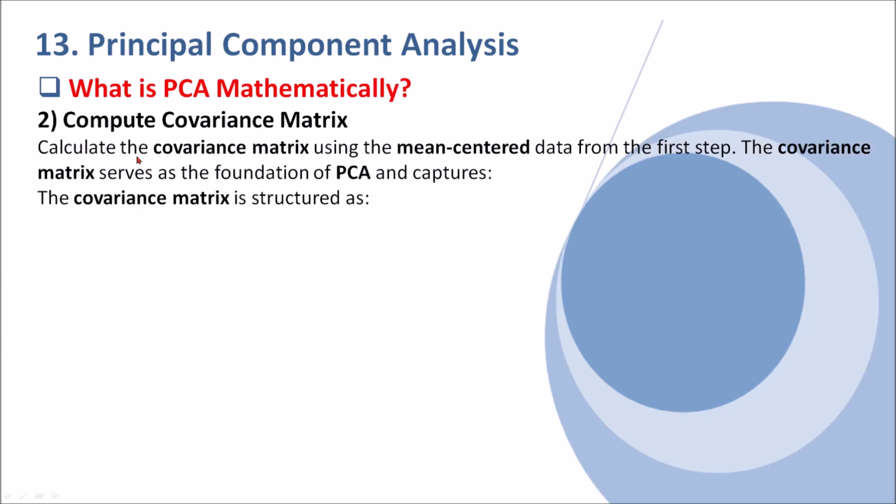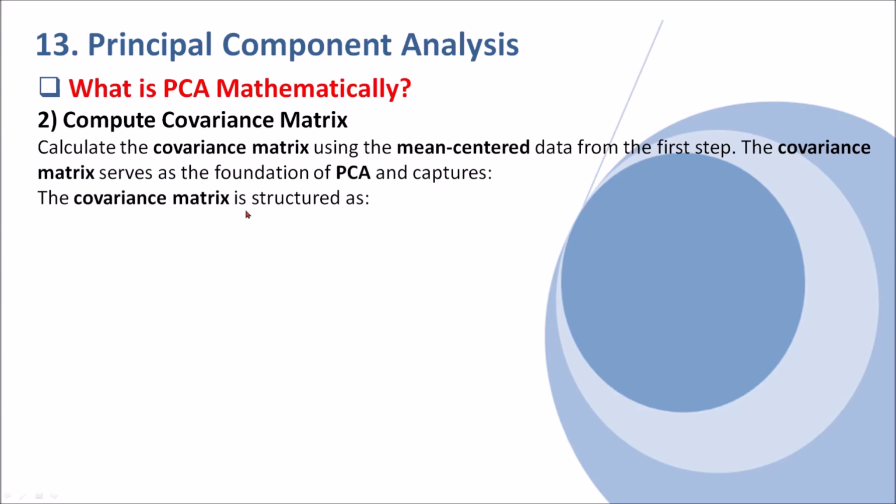In the second step, we need to calculate the covariance matrix. Namely, calculate the covariance matrix using the mean-centered data from the first step. In the first step, we calculated the mean-centered data features. Therefore, using those features, we calculate the covariance matrix. The covariance matrix serves as the foundation of PCA.